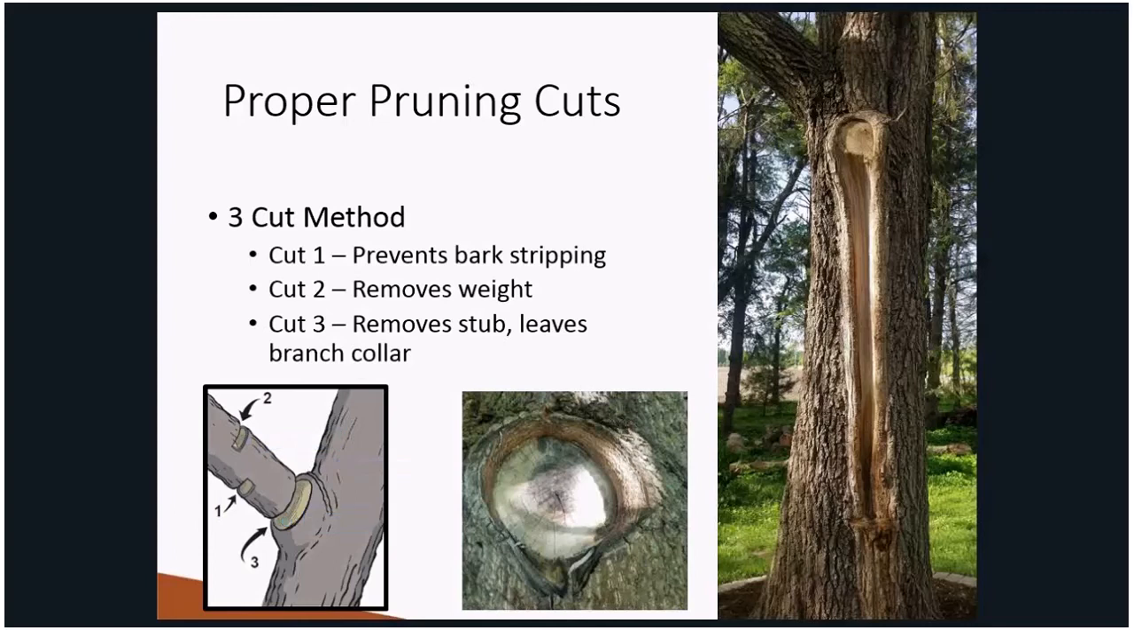And I know it makes three cuts on each pruning cut, but to stop this kind of thing from happening is really important. And if you think of all the energy the tree has to invest to change its growth pattern and develop new wood in that area, it's really significant. So each one of those pruning cuts we can make right at the branch collar is really important.